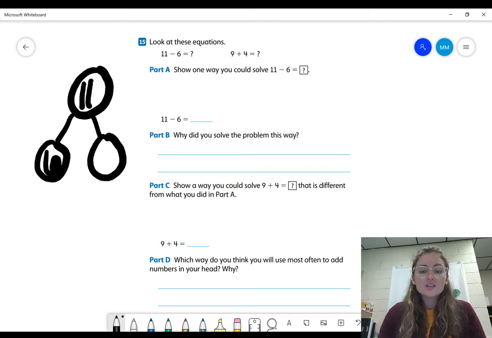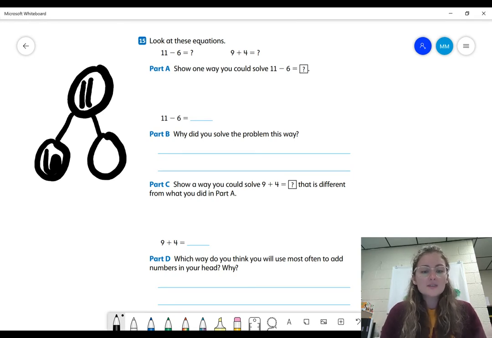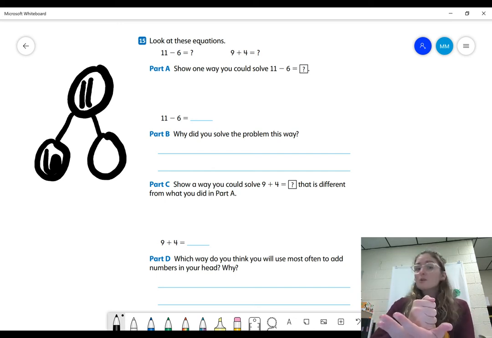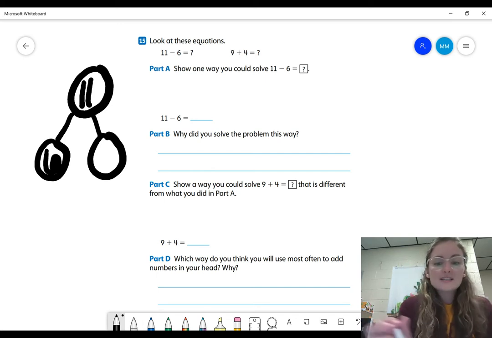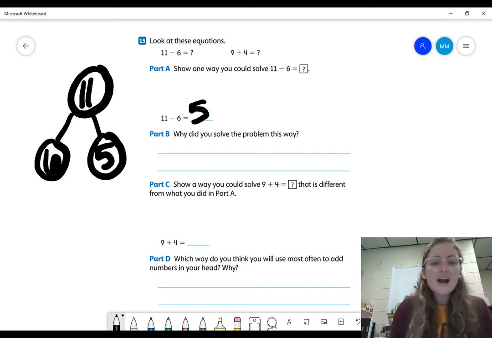Now, what I can do is find my missing part by counting on. So I'm going to start at the part that I know and count to my whole. You can do this with me. I'm going to start at 6. Remember, I don't count the 6 as 1. I'm going to pound at 6 and count on until I get to 11. So here we go. 6, 7, 8, 9, 10, 11. What's my missing part? 5. So 11 minus 6 equals 5.